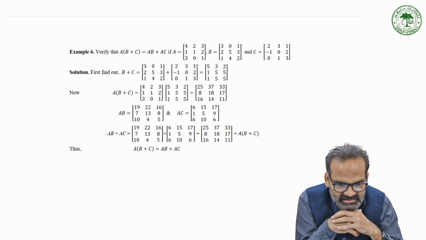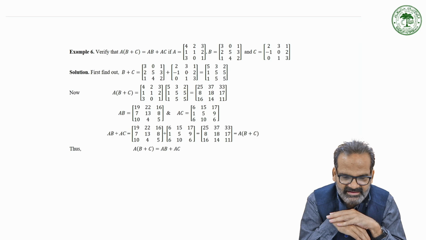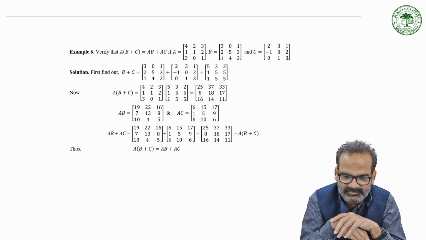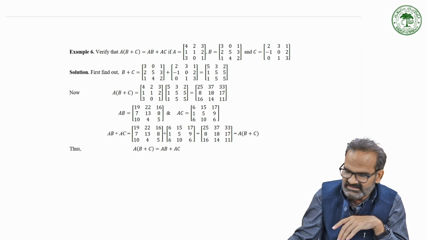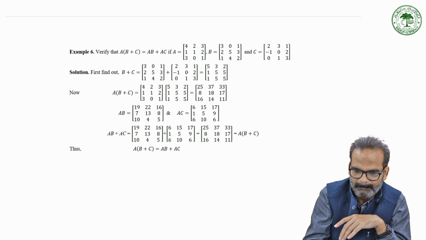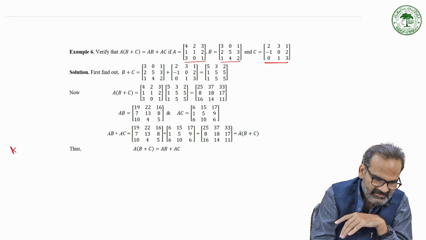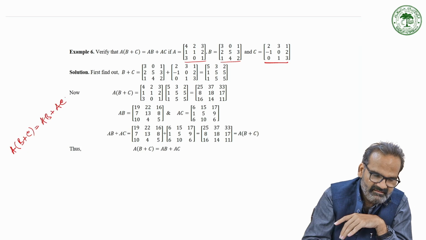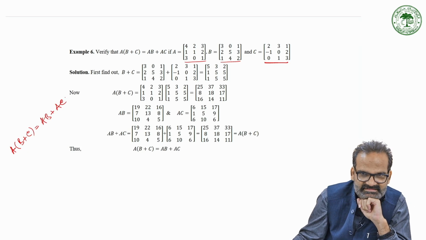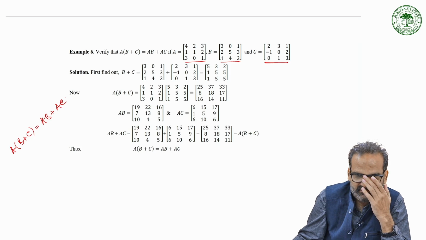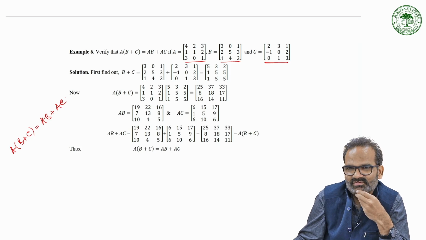This is also another property. Verify that A(B plus C) is equal to AB plus AC if A is this, B is this, and C is this, right? You know what is this property? A(B plus C) is equal to AB plus AC. This is known as distributive property. So matrix multiplication is also distributive.